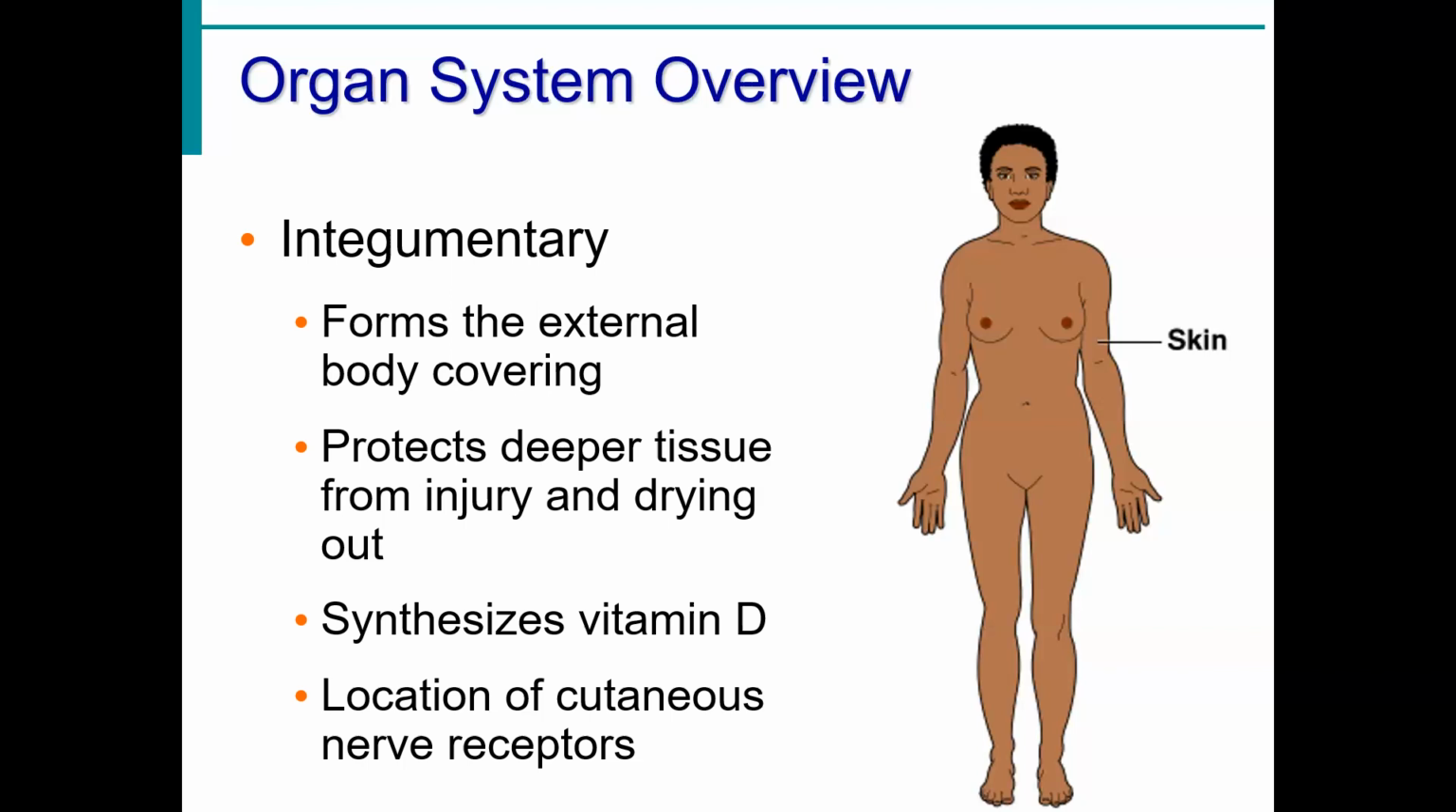So when we're thinking about communication, feedback, and so forth, the skin is a major point of concern when we think about our body's physiology and function. Okay, so the integumentary system is our skin. Okay, super important as that first external barrier that covers and protects our internal tissues and organs and so forth.